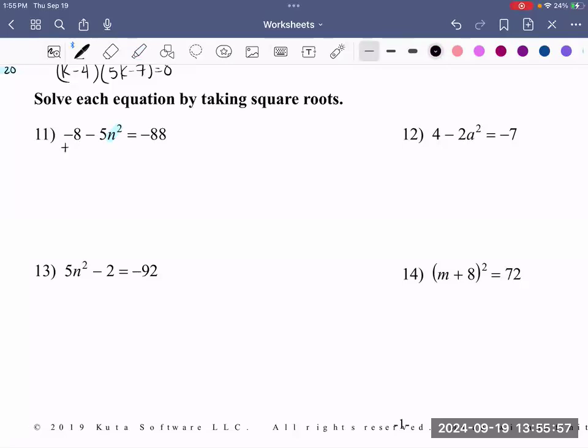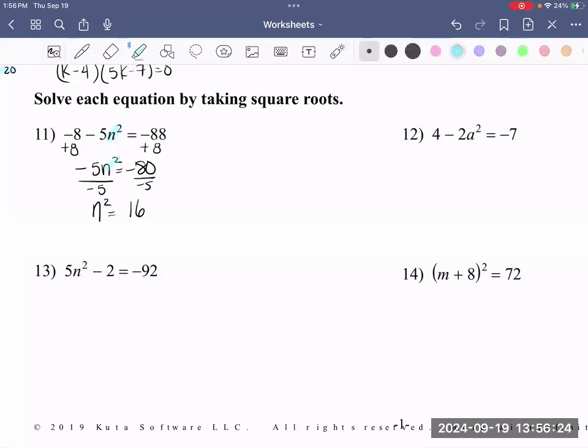So first thing we can do on number 11 is add 8 to both sides. So we're left with -5 n squared is equal to -80. We want to keep n all alone and to one side. So let's get rid of its coefficient by dividing by -5. So the double negative will disappear, and then that division, we get to be 16.